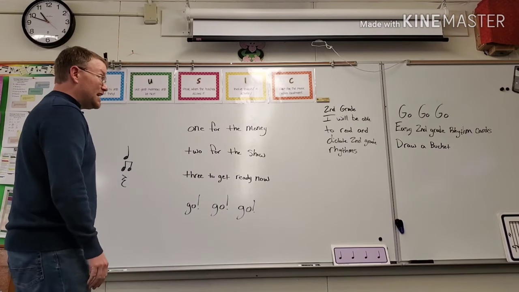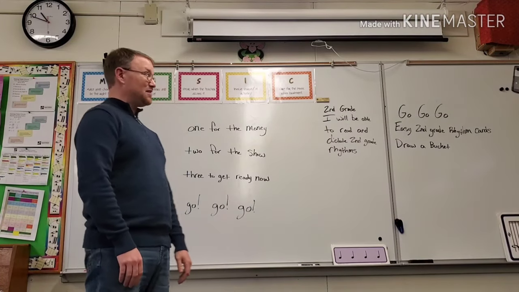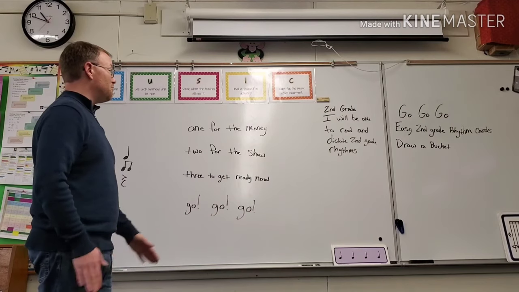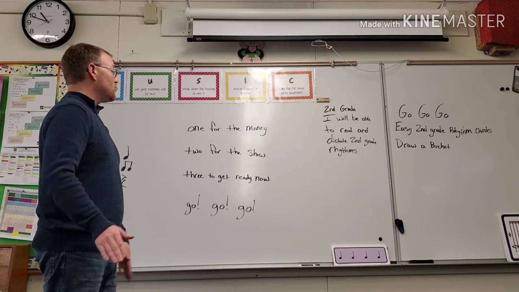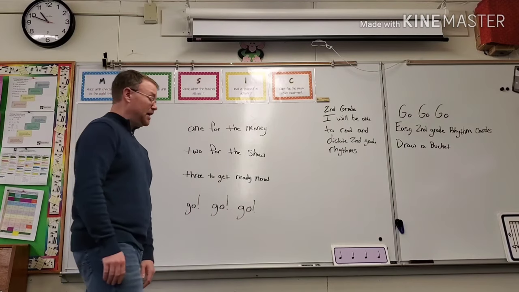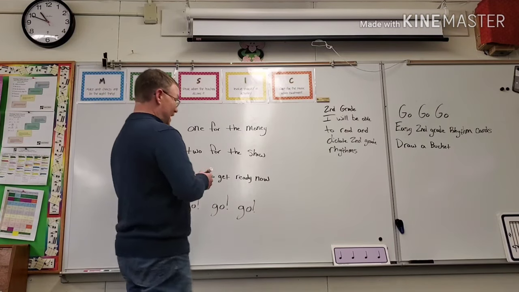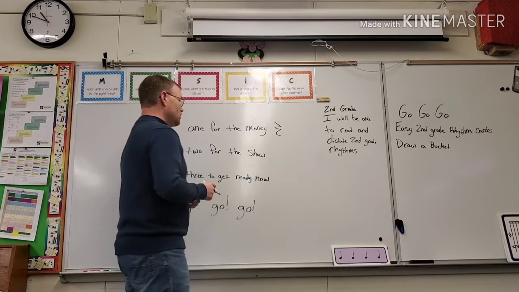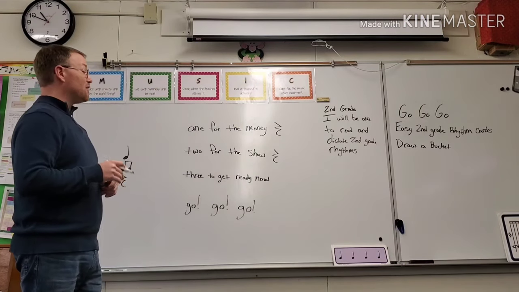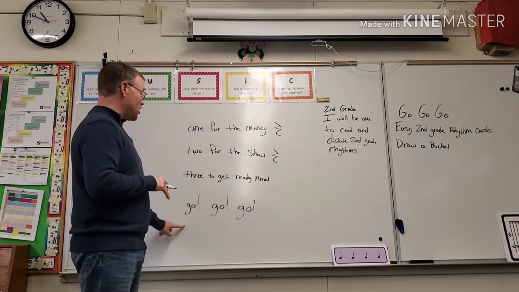All right, the first song is Go, Go, Go, and I have drawn all the words on the board. Our goal for this is to be able to draw some simple rhythms from the song. So it goes, 1 for the money, 2 for the show, 3 to get ready now, go, go, go. Now, I'm gonna make this a little bit easier. There are a couple of rests in this song, the silent sounds. So it's 1 for the money, rest. 2 for the show, rest. 3 to get ready now. 3 to get ready now. No rest. Go, go, go.